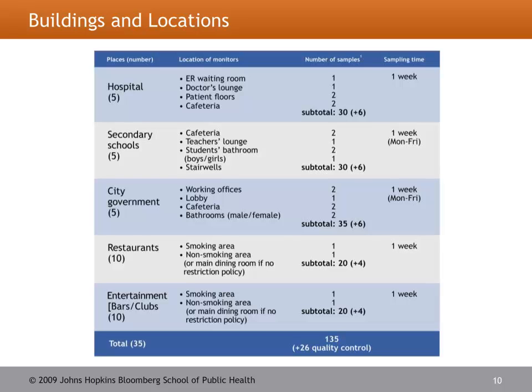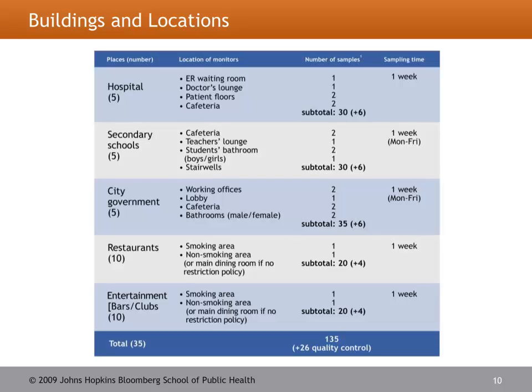Here we see a somewhat complex table of the number of buildings and types of buildings that we went to visit in this particular study. This is a table for each city. We went to multiple cities, so each city had a table exactly like this. We see that we went to hospitals and schools, government buildings, restaurants, and entertainment-type venues. And within each of the cities, we went to 5 of those. We went to 5 hospitals, 5 schools, 5 government buildings, 10 restaurants, and 10 entertainment venues.